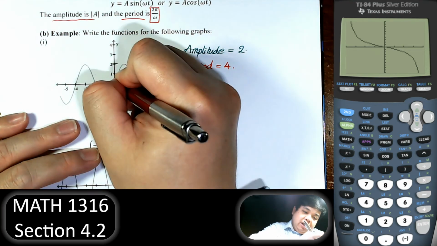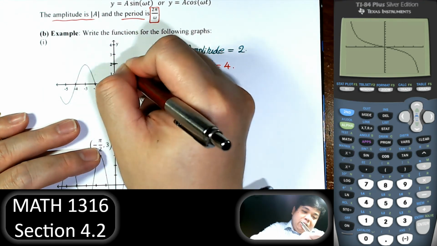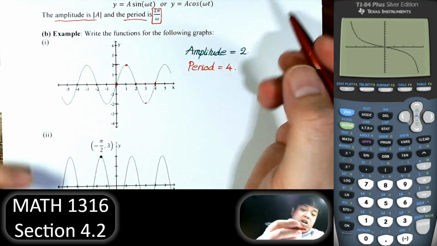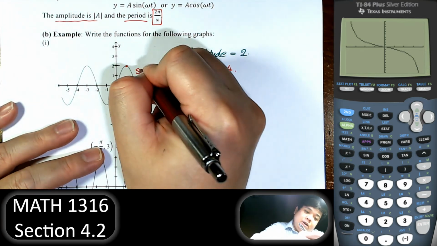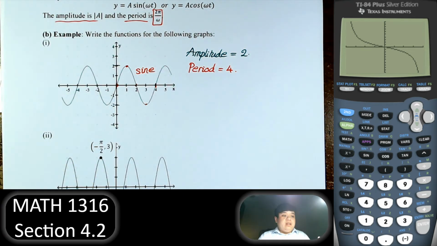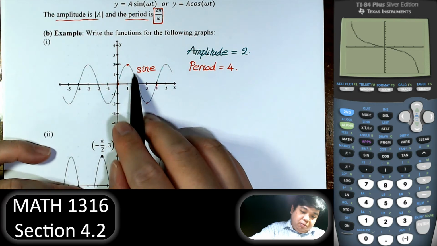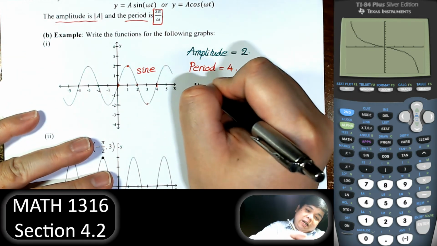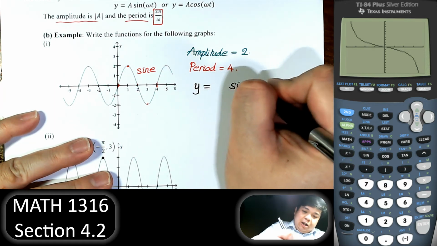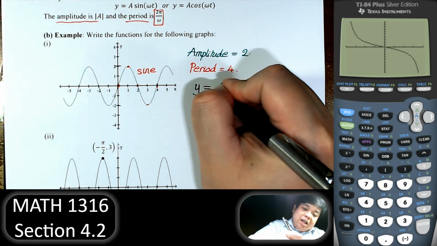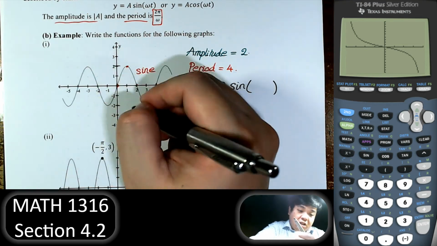And the pattern: middle, max, middle, min, and back to middle. So this looks like a sine, right? Sine of something. So now put everything together. And this is positive sine also. So we have y equal to sine of something. Now just put in the information. The amplitude is 2. There's no negative sign here because that is the sine x.